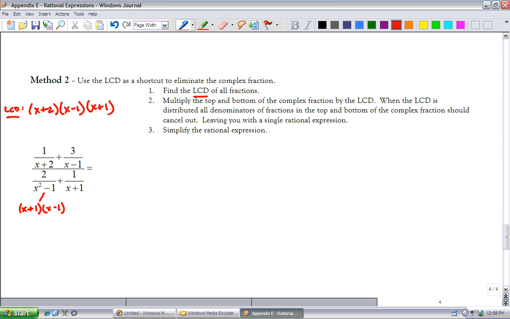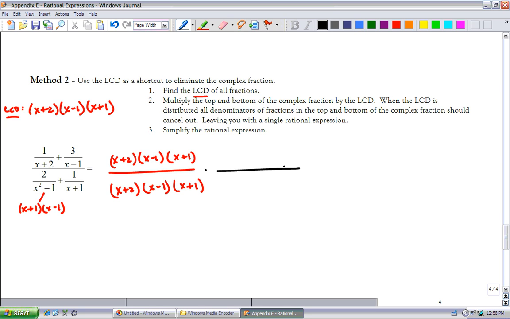Now what I'm going to do in this method is multiply both the numerator and the denominator, or the top and the bottom of the complex fraction, by the least common denominator. And what that does is it eliminates all these extra fractions in this problem in one step. It can be confusing, and I'm going to keep with the green and blue.